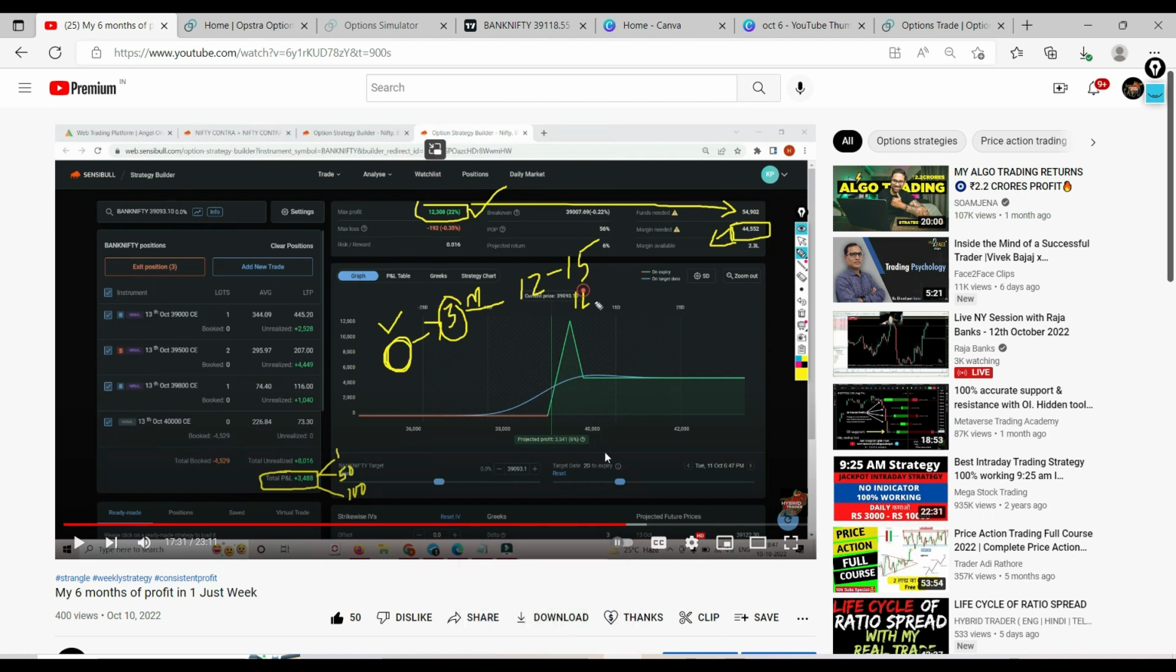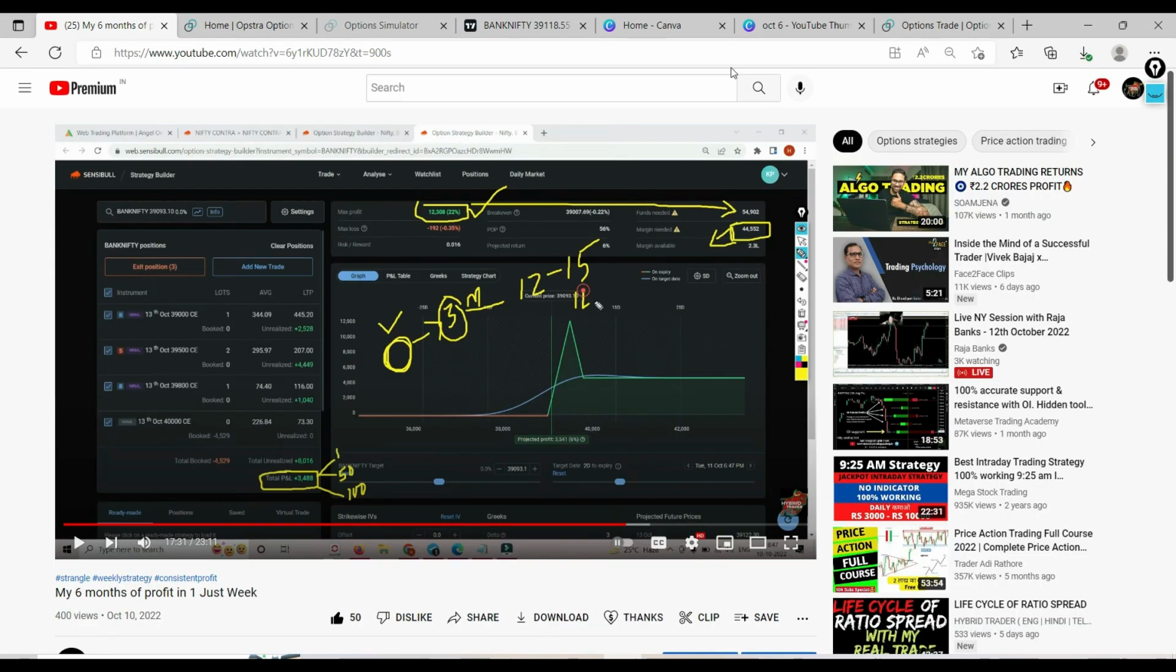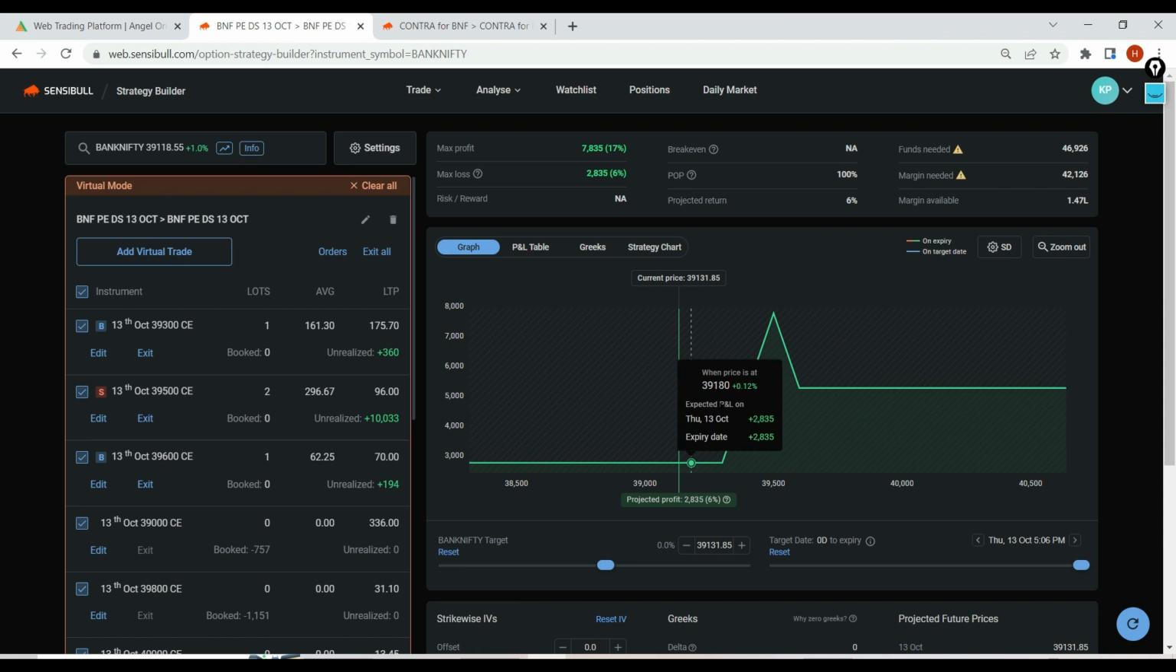Let me take you back to my original trade. This is how my original trade was yesterday, with a 130 rupee loss and almost 12,000 profit. Today let me take you to my trade. This is what my trade has changed to now. Now I have a minimum profit of 6% and a maximum of 17%. Earlier, even if the market made a down circuit, it was actually a 170 loss, but now I've converted that to almost 3000 profit.